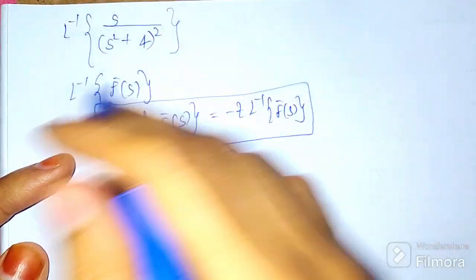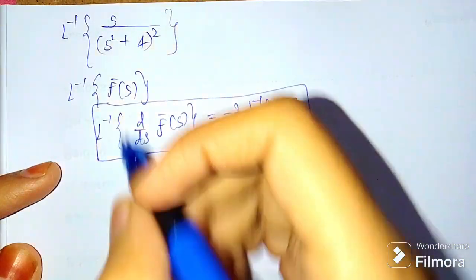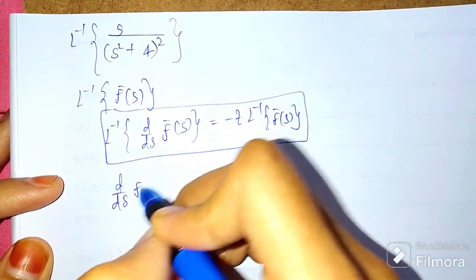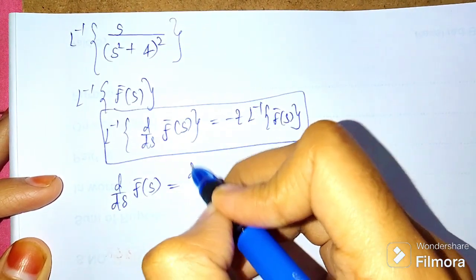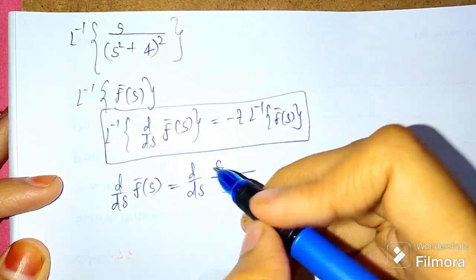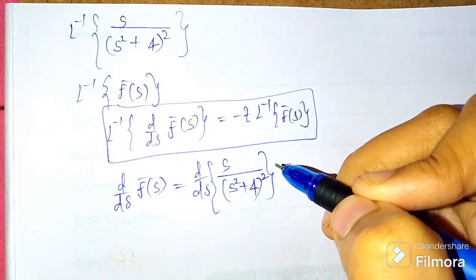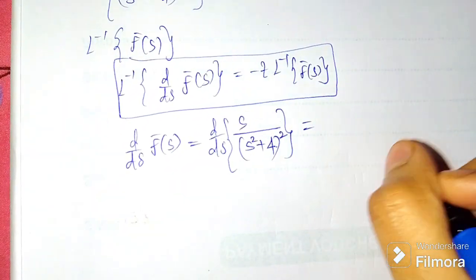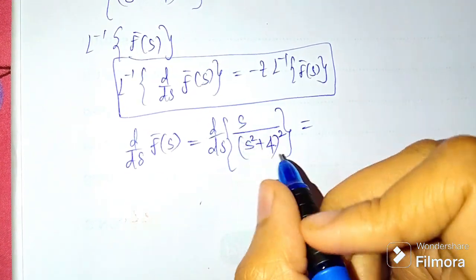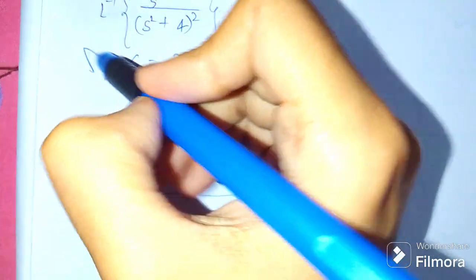So let's find out. This will be u by v. So we'll get, wait, let me write it. Derivative of s by s square plus 4 whole square. Then we'll get power 4 down, and again we have to take Laplace inverse, so it will get lengthy. So here we have another method to do this question. So this question is very important.